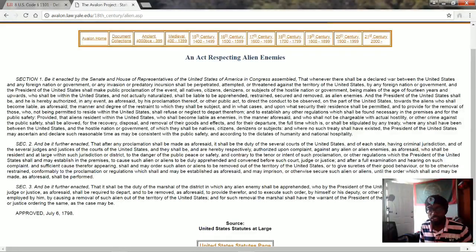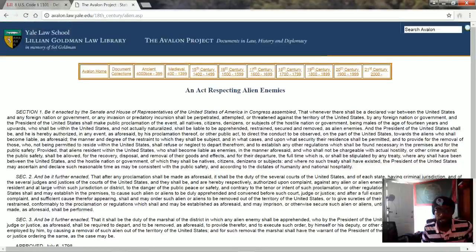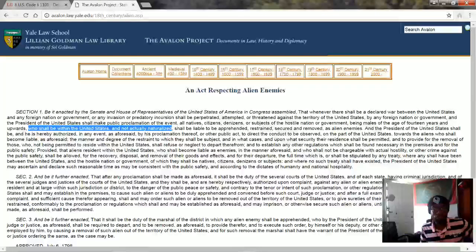And where no such treaty shall have existed, the President of the United States may ascertain and declare such reasonable time as may be consistent with the public safety and according to the dictates of humanity and national hospitality. Where no such treaty is dictated. But the main thing is, and I read past it a while ago, all males 14 and upwards who shall be within the United States and not actually naturalized.